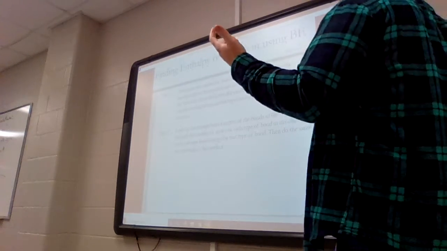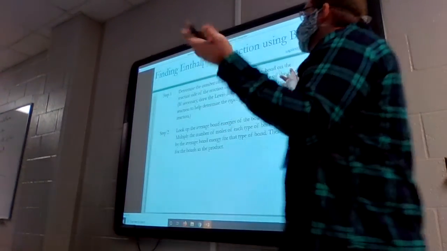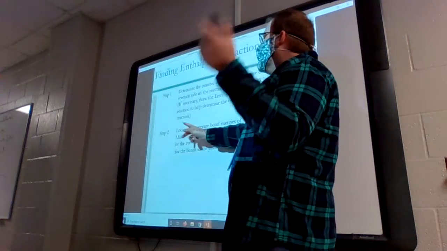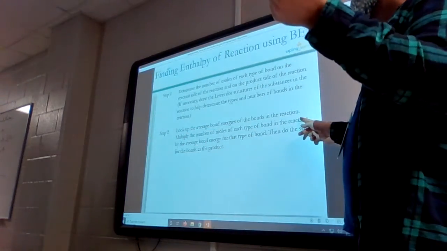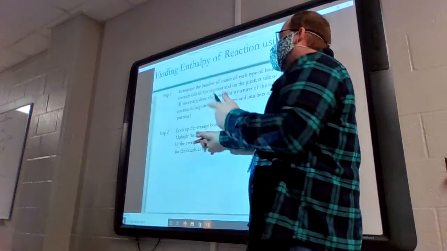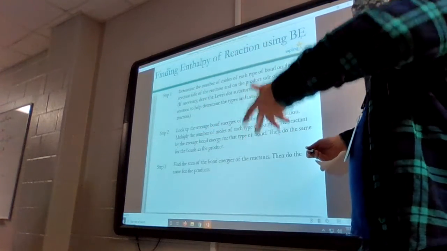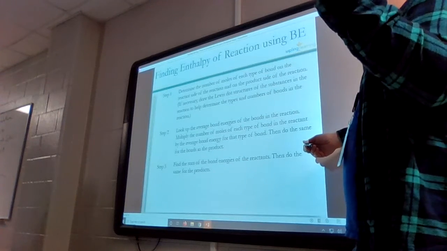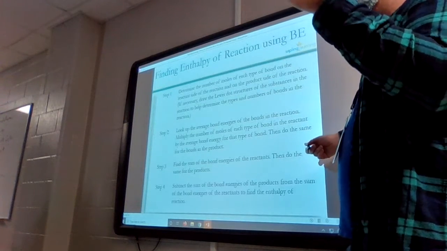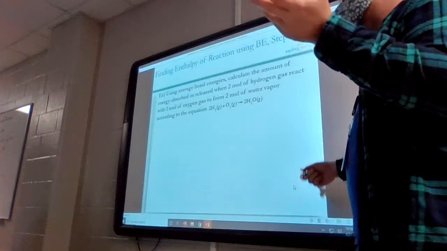So step one, determine the number of moles of each type of bond on the reactant side. Step two, look up the average bond energies for those bonds and multiply the number of moles by that bond energy. Step three, do your little sum, find your totals, and figure out, are you endothermic or exothermic by subtracting.